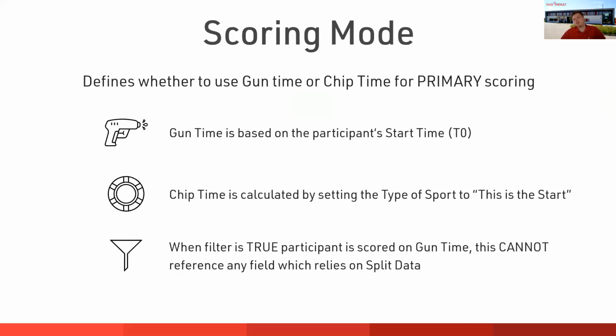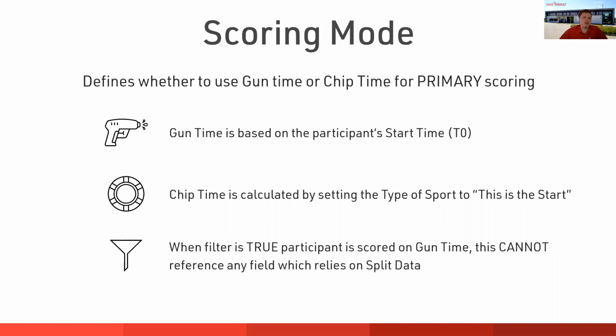Another option, and we will look into the software later on, is the scoring mode. The scoring mode defines whether to use gun time or chip time, but only for primary scoring. With splits, you can always call either gun time or chip time, doesn't matter. But for primary scoring or for default times, default rankings with the splits, you define which one to use.